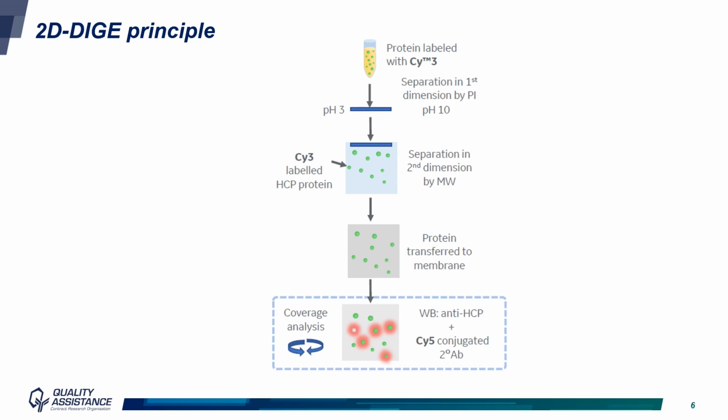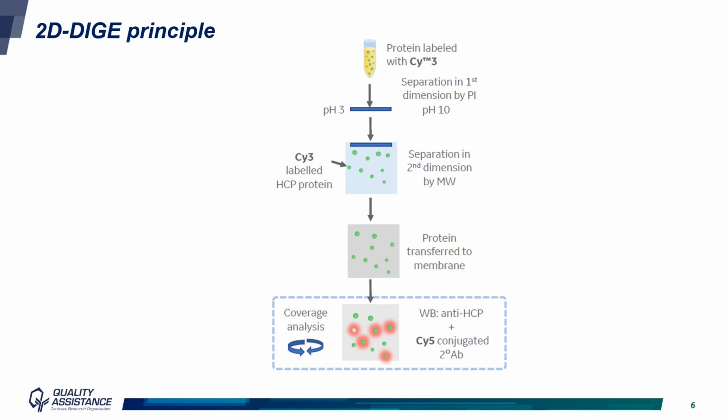A Western blot is then performed by transferring the proteins to a membrane. Afterwards, anti-HCP antibodies are incubated with the membrane, and a secondary antibody labeled with Cy5 is used for the detection.